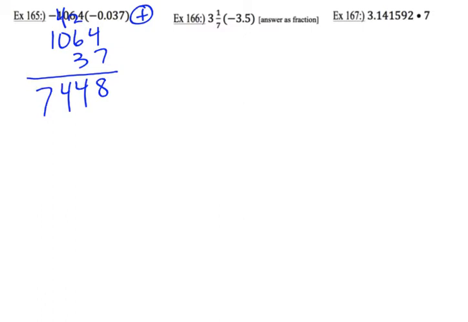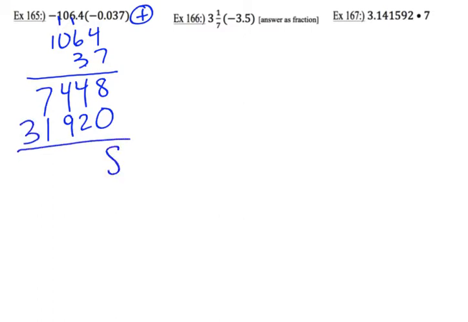I'm going to erase the carries. Now, move down to the next one. 3 times 4 is 12, carry the 1. 3 times 6 is 18, plus 1 is 19, carry the 1. 3 times 0 is 0, plus 1. And 3 times 1 is 3.